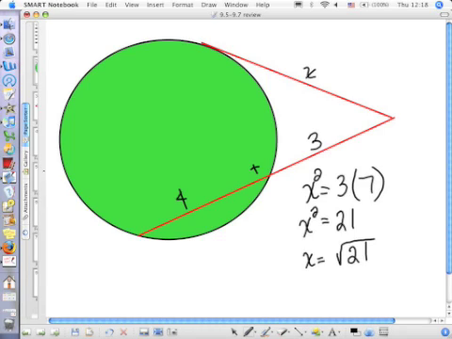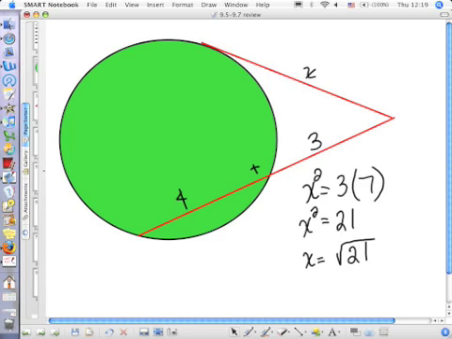Last night I multiplied it differently. How do you know which one to pick first, 3 times 7 or 4 times 7? It's the outside times the whole thing. It's the external piece times the whole thing. Always.